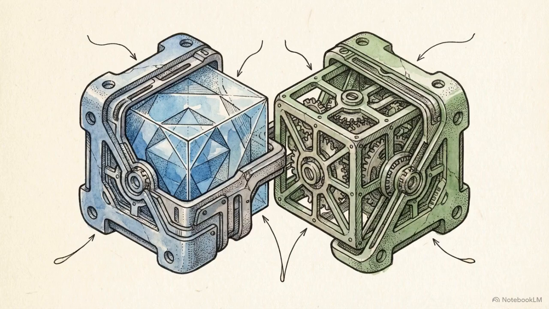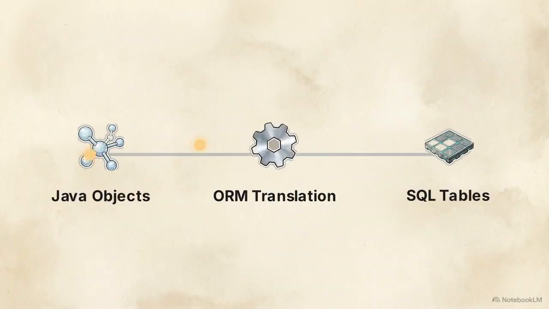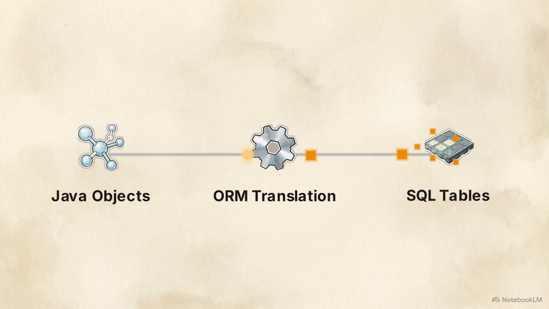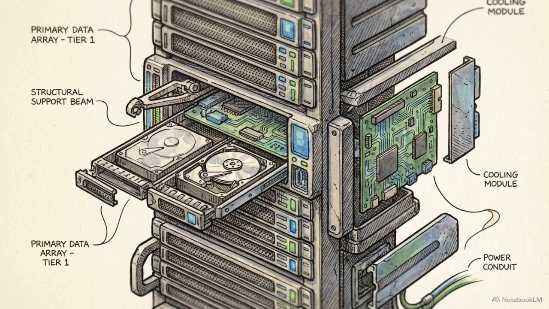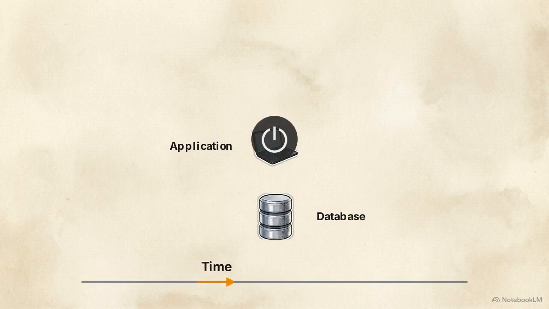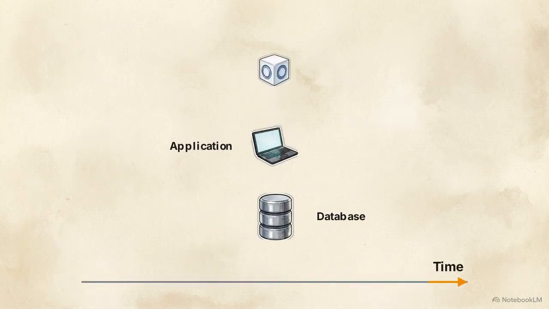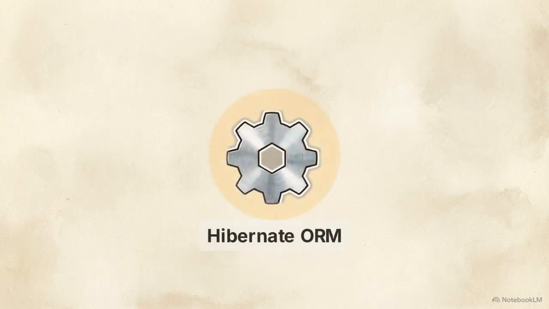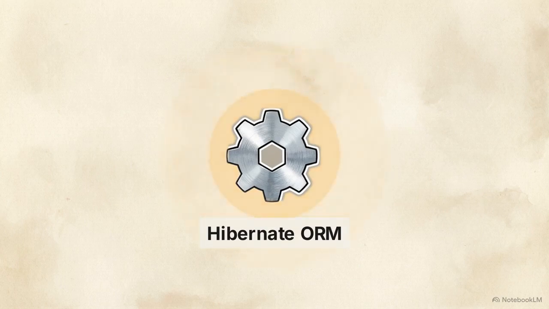evolves. To solve this, developers use Object Relational Mapping, or ORM. This technique acts as a translation layer, automatically mapping Java objects to database tables and ensuring data flows correctly between the two environments. While the automation saves time, the primary goal is object persistence. It allows an object to outlive the application process, saving its state to a database so it can be recreated and used again later.